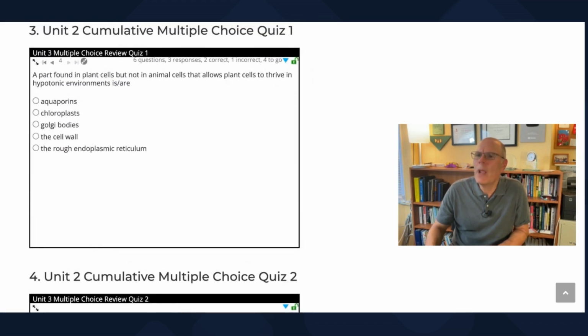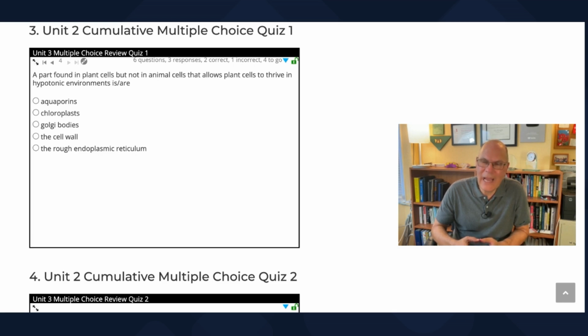Next question. A part found in plant cells but not animal cells that allows plant cells to thrive in hypotonic environment: the first choice is aquaporins. I didn't talk about aquaporins. Aquaporins are specialized pores that allow water to more easily pass through the plasma membrane. The second choice is chloroplasts. The third choice is Golgi bodies. The fourth choice is the cell wall. And the fifth choice is the rough endoplasmic reticulum. Do we have any idea what this is?